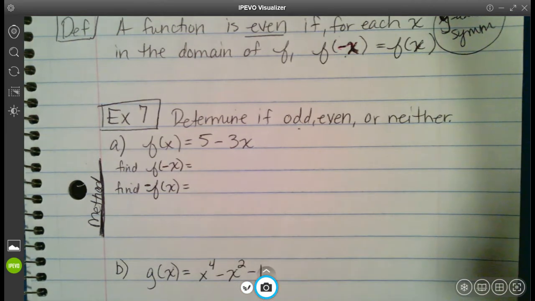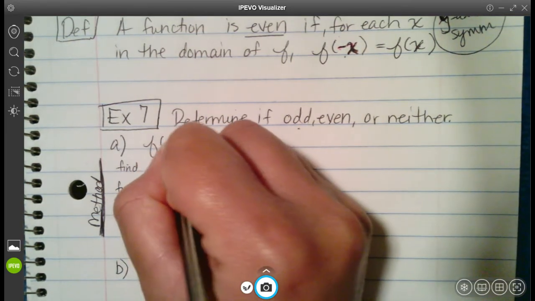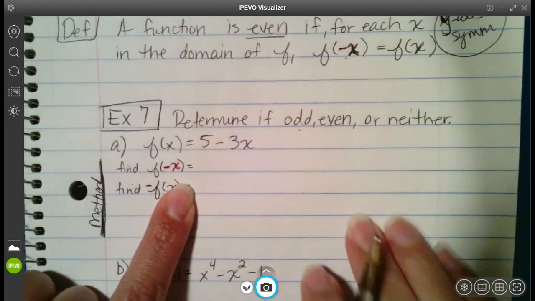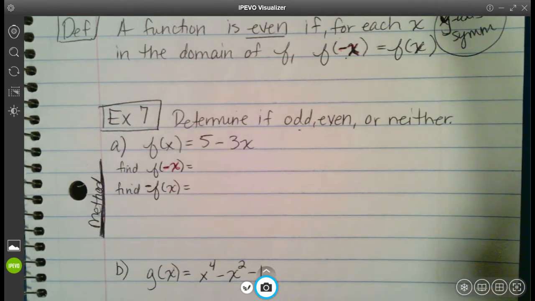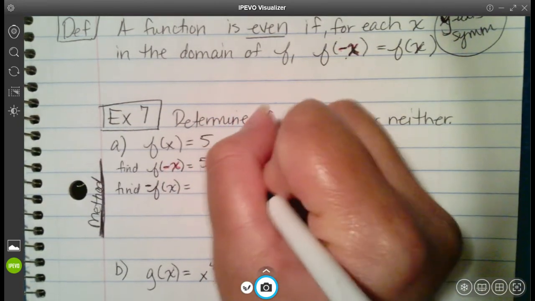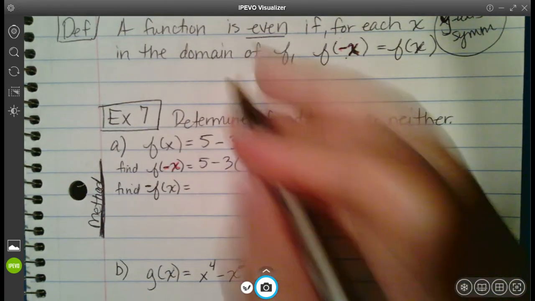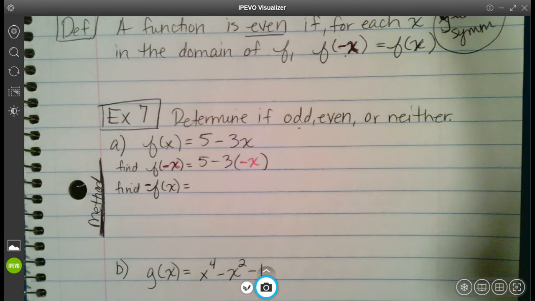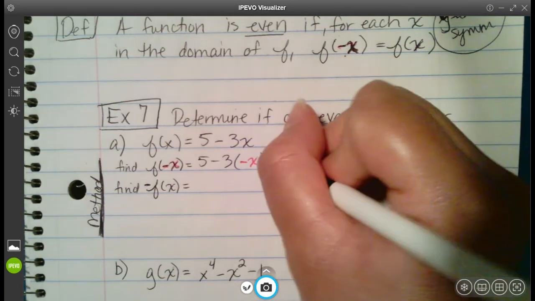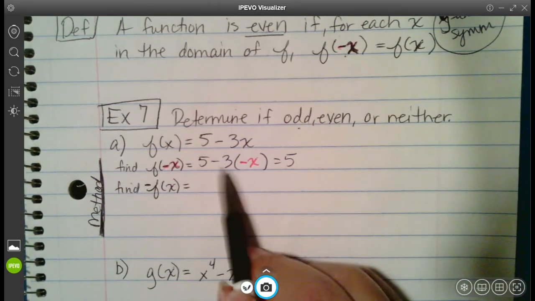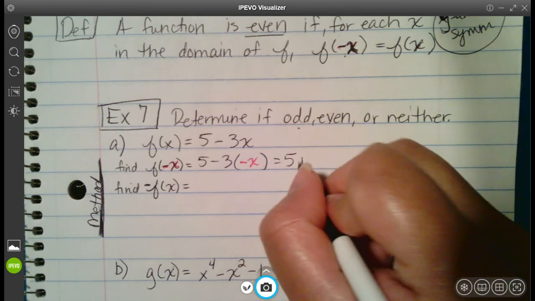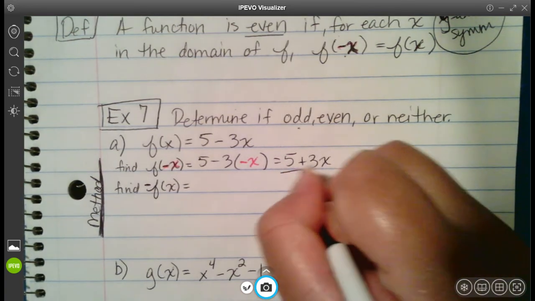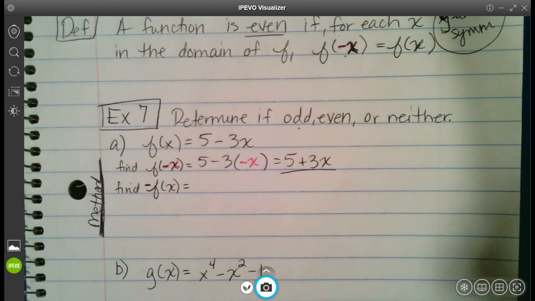Okay, so we're going to go ahead and plug in negative x first for this one. Okay, so it's going to look like this: 5 minus 3 times negative x, okay? And that is going to give me, let's see, 5. The two negatives here are going to be positive, so plus 3x. And that's it. We can't do anything past that, okay?